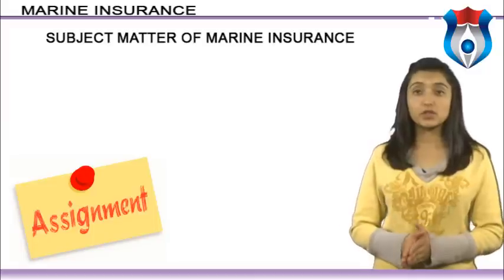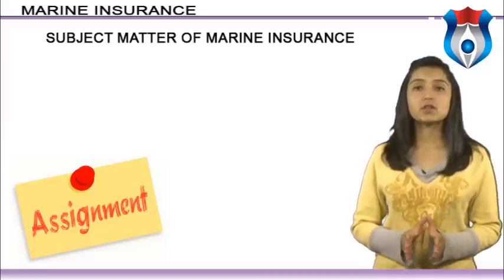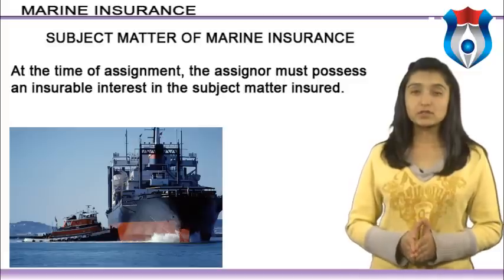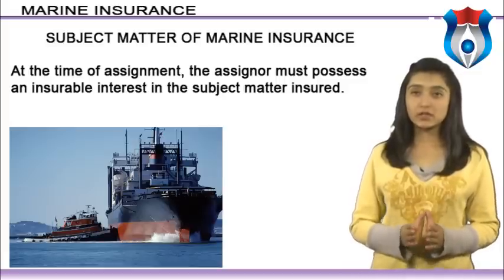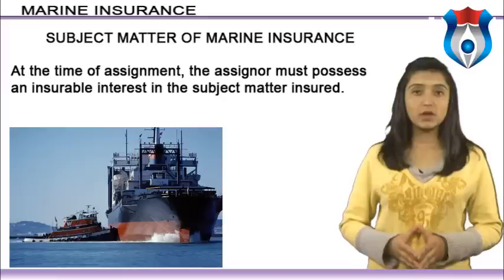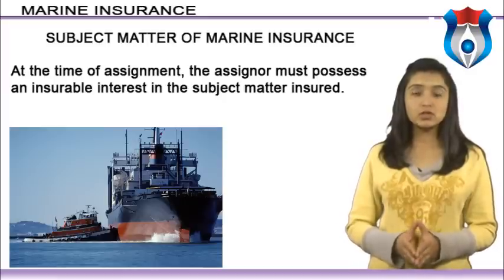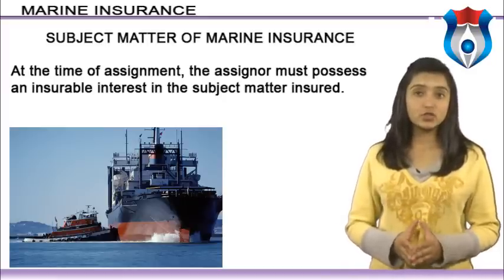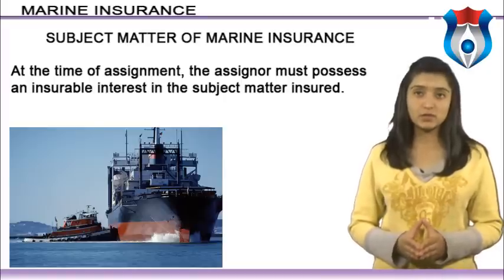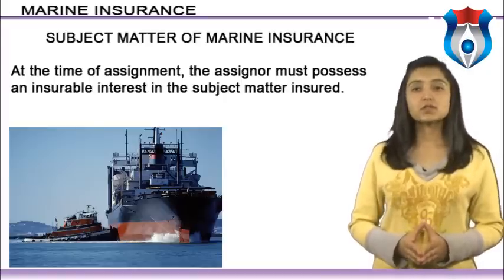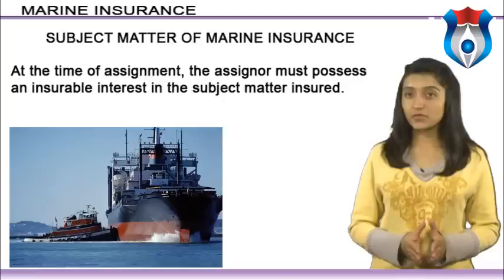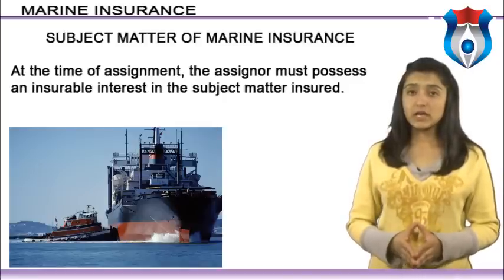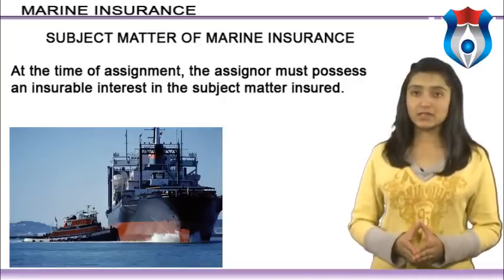In case of death of the insured, a marine policy is automatically assigned to his heirs. At the time of assignment, the assigner must possess an insurable interest in the subject matter insured. An insured that has parted with or lost interest in the subject matter insured cannot make a valid assignment. After the occurrence of the loss, the policy can be assigned freely to any person. The assigner merely transfers his own right to claim to the assignee.